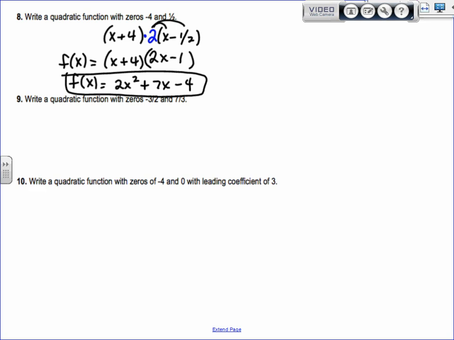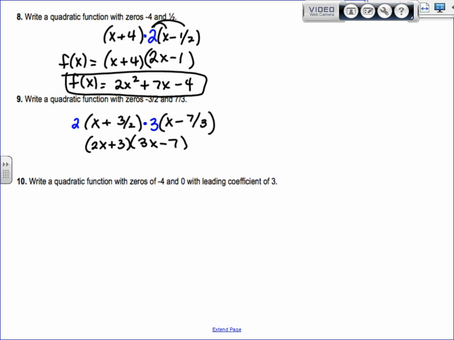So same idea on the next one. I want a 0 of -3/2. So I'm going to need x plus 3/2. And then a 0 of 7/3. I'm going to need x minus 7/3. But I want to avoid the fractions. So I'm going to multiply the first set of parentheses by 2 and the second set of parentheses by 3. So I clean it up a little bit. So I have 2x plus 3, and I'm multiplying by 3x minus 7.